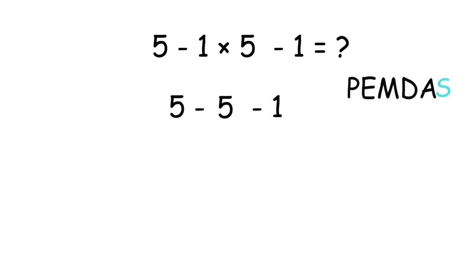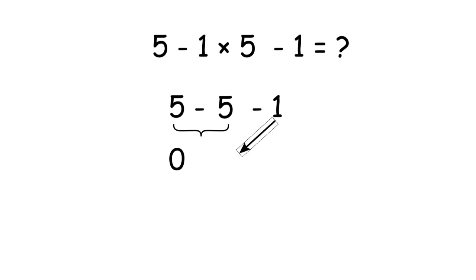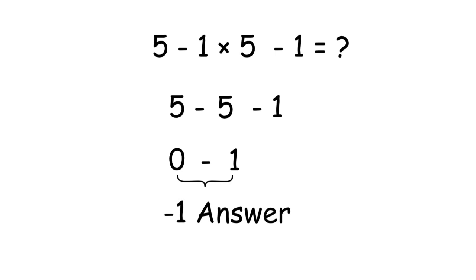Now, see, here in this expression, we have 2 subtractions. And according to PEMDAS, we should start from the left. Okay, here 5 minus 5 equals 0. And write this minus 1. And we know 0 minus 1 equals negative 1. And this is our final and correct answer to this problem. The correct answer is negative 1.